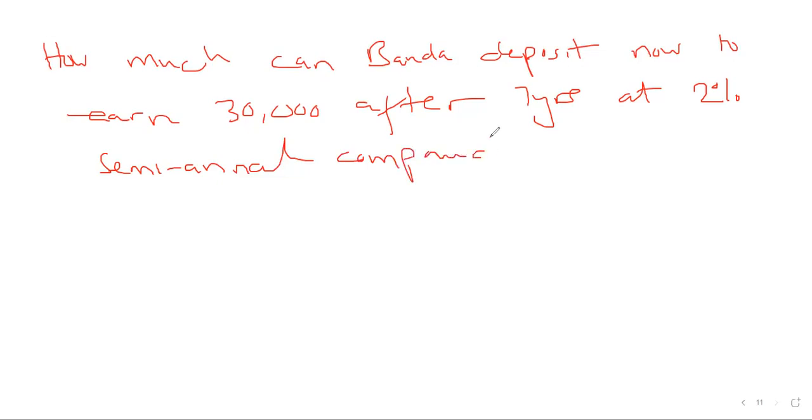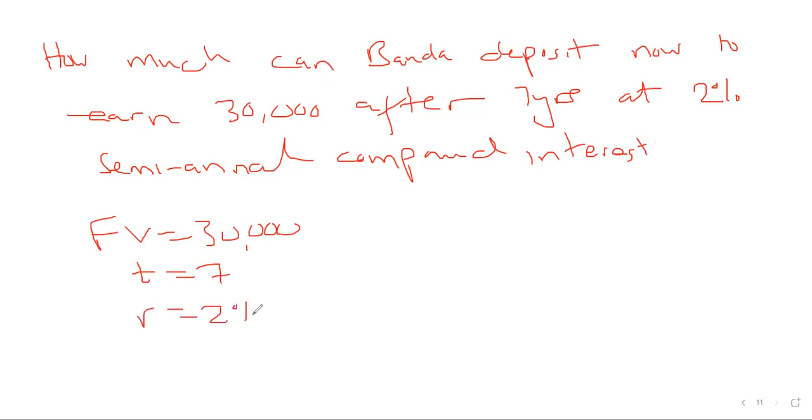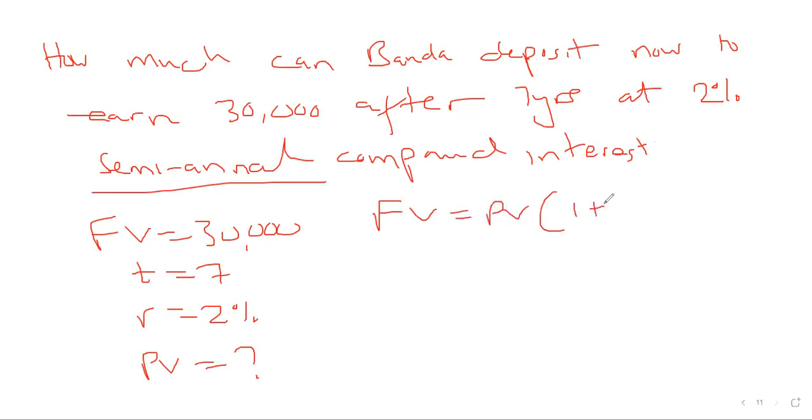So in this case, we're looking for what? The present value. The future value has been given as what? 80,000. And our time is 7 years. And our rate is 2%. We're looking for the present value. So here it's compounded more than once. So the formula we know is what? Future value is equal to what? Present value times 1 plus r over m, to the power mt. Our m in this case is 2 because it is semi-annual.